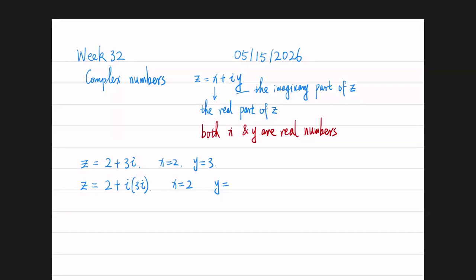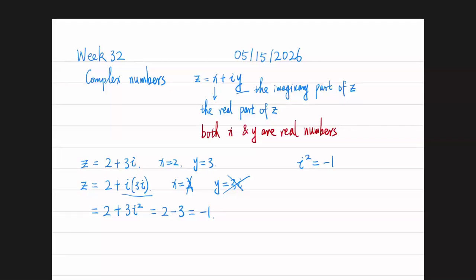So here, to find the real and imaginary part, we must simplify it first. So this is incorrect. Some may say 3i is also incorrect. How do we find the real and imaginary part? We need to simplify this. Okay, Amy, how do you simplify this? You can multiply them. Okay, so we have 3i squared, and then we know i squared is -1. So this is 2 minus 3.